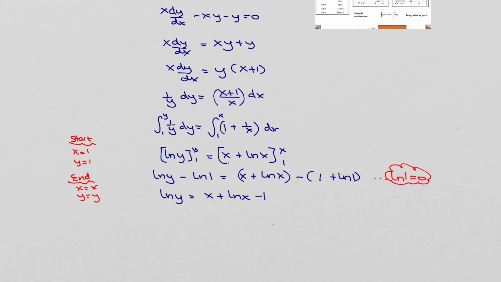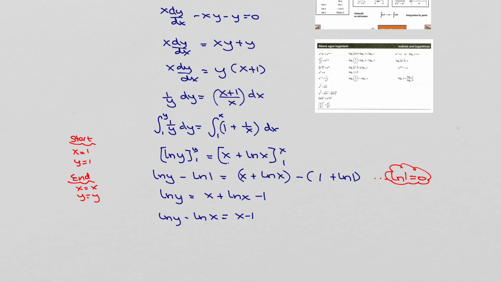So we need to bring our logs to the left-hand side. And then I can apply my log rules. So I'm subtracting logs here. So again, my log rules, if I'm subtracting, means that I will divide. So that's going to be natural log of y over x is equal to x minus 1.